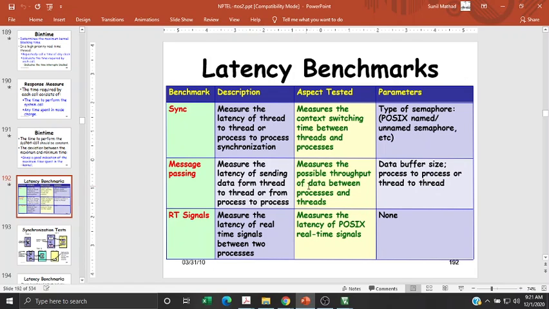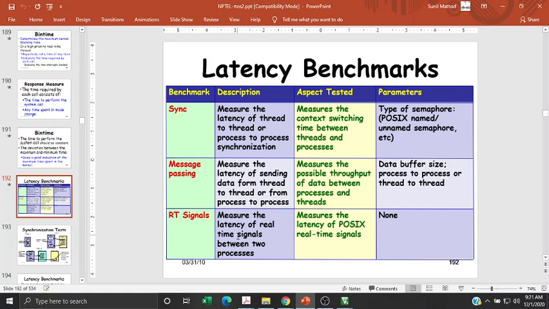It measures the possible throughput of data between processes and threads. So how fast a communication is between two threads or two tasks as such. Data buffer size, process to process or thread to thread communication. Then it will be simply to state that kill a process or stop. So those are normally indicated as signals.